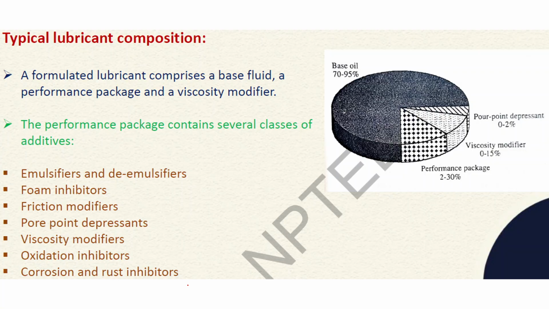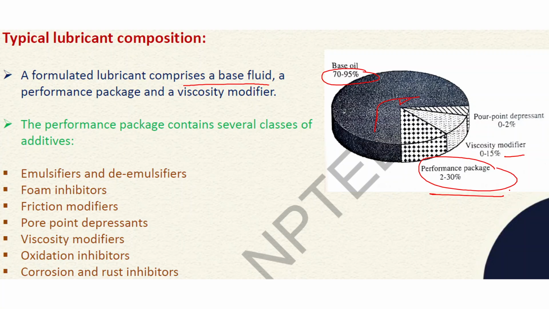Typical lubricant composition. Coming on to the typical lubricant composition, a formulated lubricant comprises a base fluid. As we can see, from 70 to 95% of base oil is used, and then some amount of performance package is used, that is 2 to 30%, and viscosity modifiers are used. So this is the base oil which is present in all the oils. Along with that, a performance package is used, which differs from application to application.